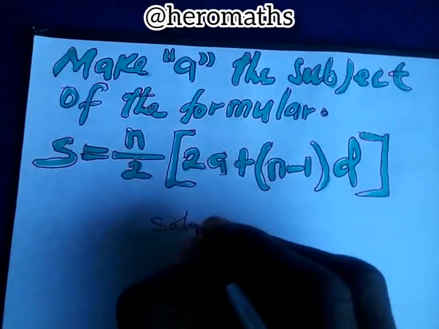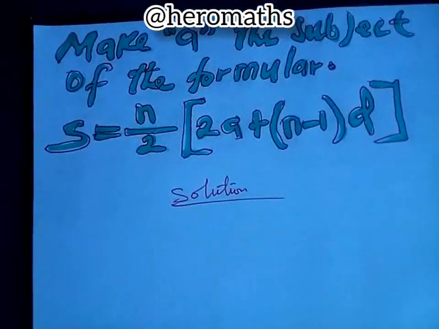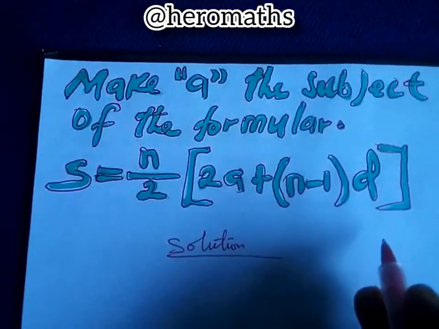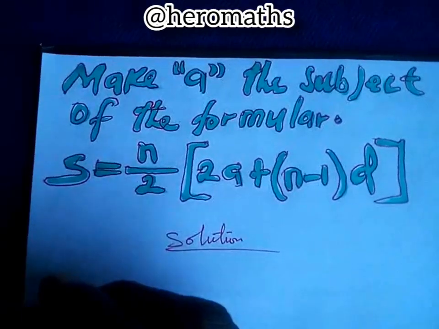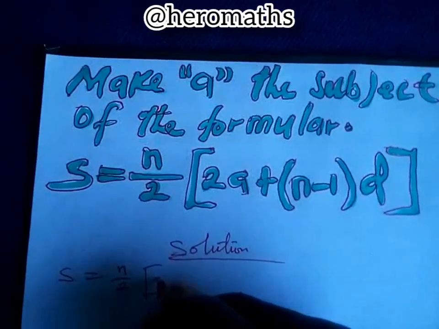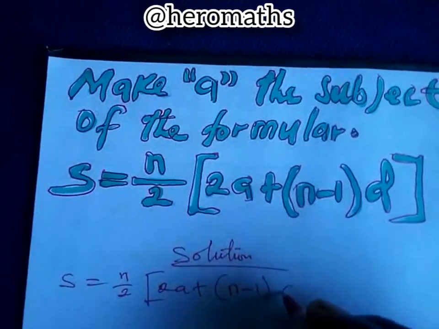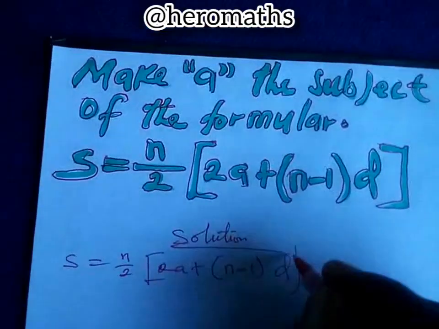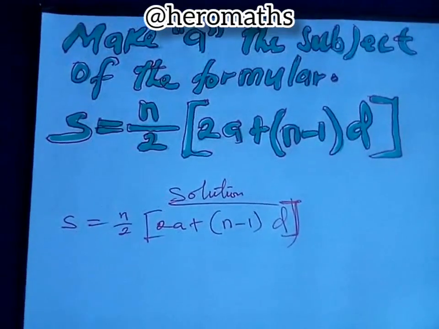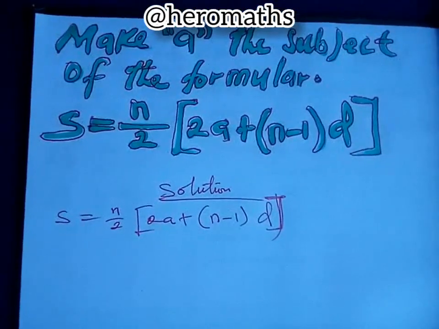Solution. Now we're asked to make a the subject of this formula, so let us take it down. S is equal to n divided by 2 open bracket 2a plus open bracket n minus 1 close bracket d. That is it. Having taken this down, let us approach it.